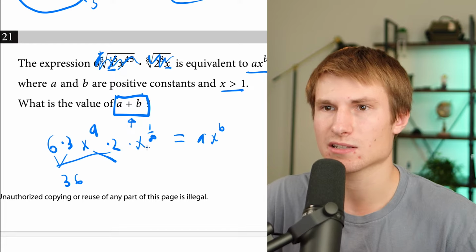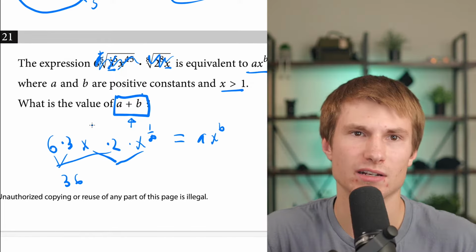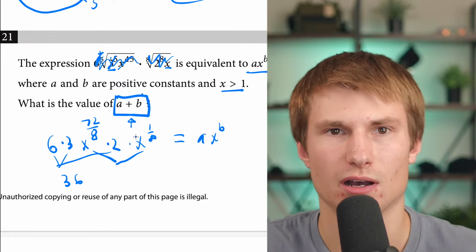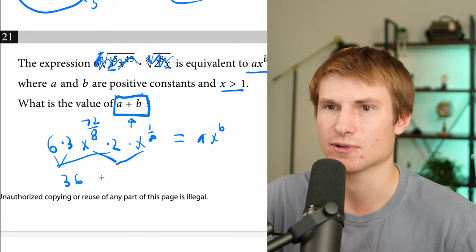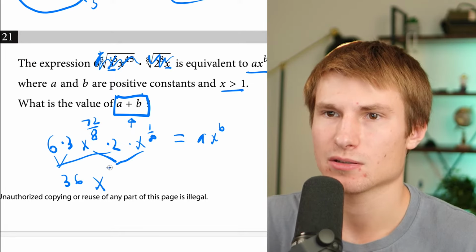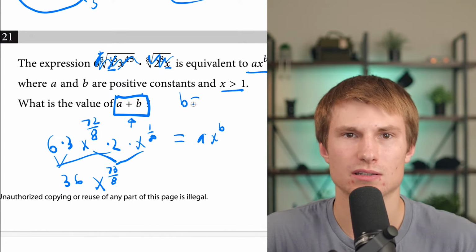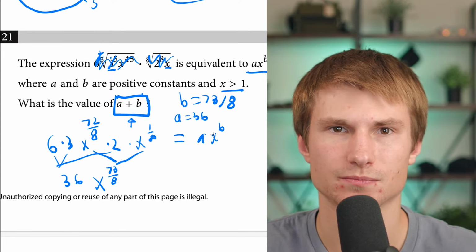Next thing we have is x to the 9th and x to the 1/8. Let me convert this 9 to have a denominator of 8. 9 times 8 gives me 72, so that's 72 over 8 plus 1 over 8. 72 plus 1 gives me 73 over 8, so times x to the power of 73 over 8. Now we know that b is equal to 73 over 8, and we know that our a value is 36.